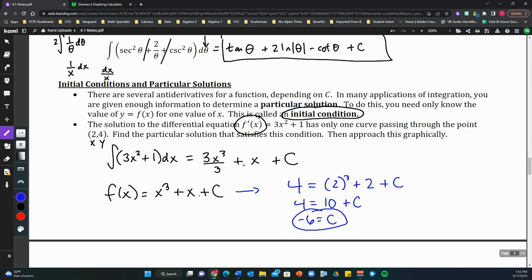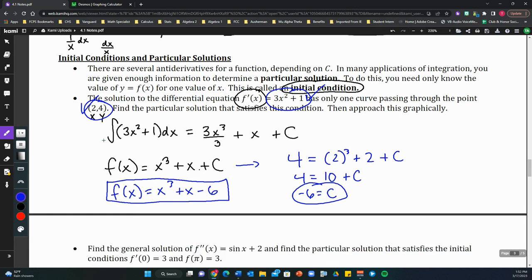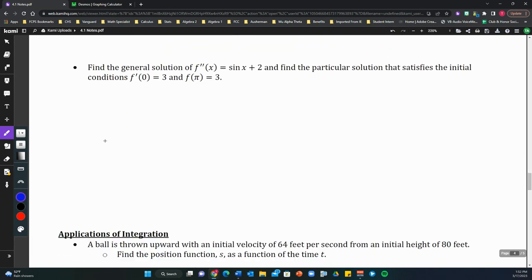And that is our particular value for c, but then we want to actually write out that final answer. So what we know is that the exact equation of x cubed plus x minus 6 will pass through the point (2, 4) and have a derivative of 3x squared plus 1. We want both of those conditions to be true. And that's it. That's all we have to do to find particular solutions. So it's still the same antiderivative process, but then we take that extra point and locate an exact value.